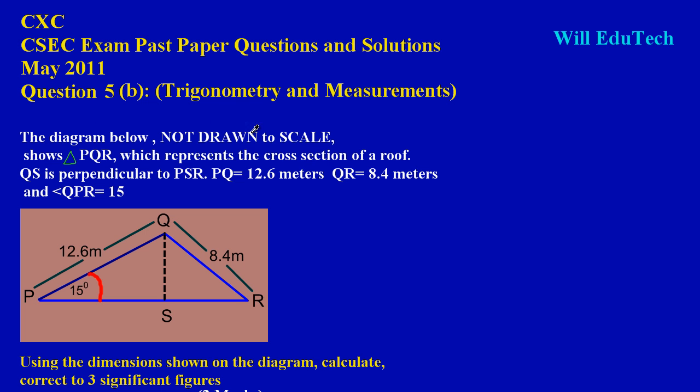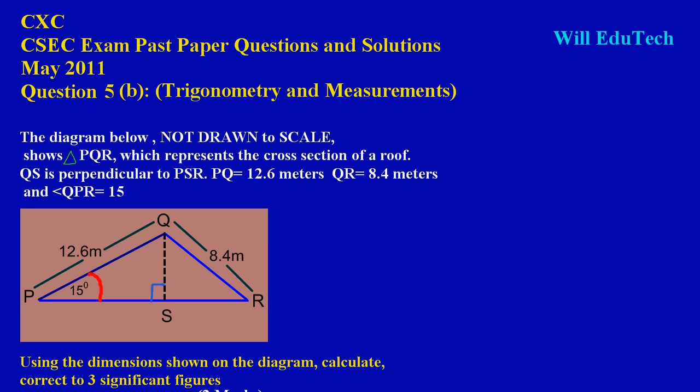Now, the diagram below, not drawn to scale, shows triangle PQR, which represents the cross section of a roof. QS is perpendicular to PSR. So this vertical line QS is perpendicular to PSR, this horizontal line at the base. Since they have stated that it's perpendicular, we know that when a vertical line meets a horizontal line, it forms a right angle, and that's what the word perpendicular means. Perpendicular means it meets at a right angle.